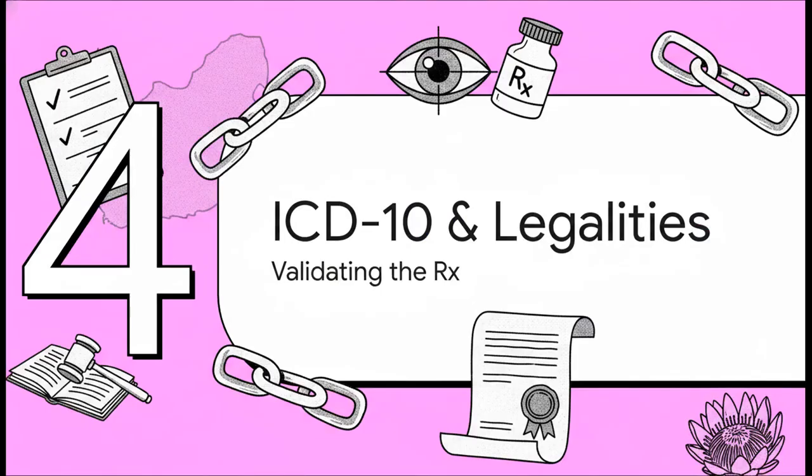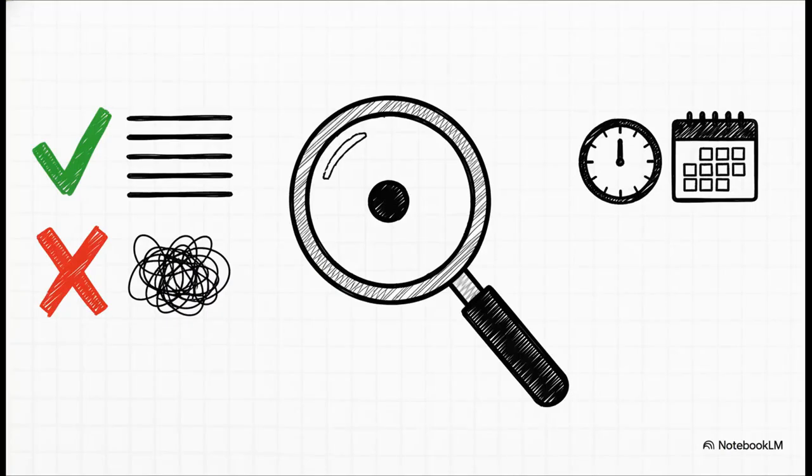Finally, Section 4, the ICD-10 code and legal checklists. Okay, so we've written the instructions, we've selected the scheduled drug, but if we don't follow the strict legal requirements, the entire prescription is invalid. These rules are there to protect both you and the patient.